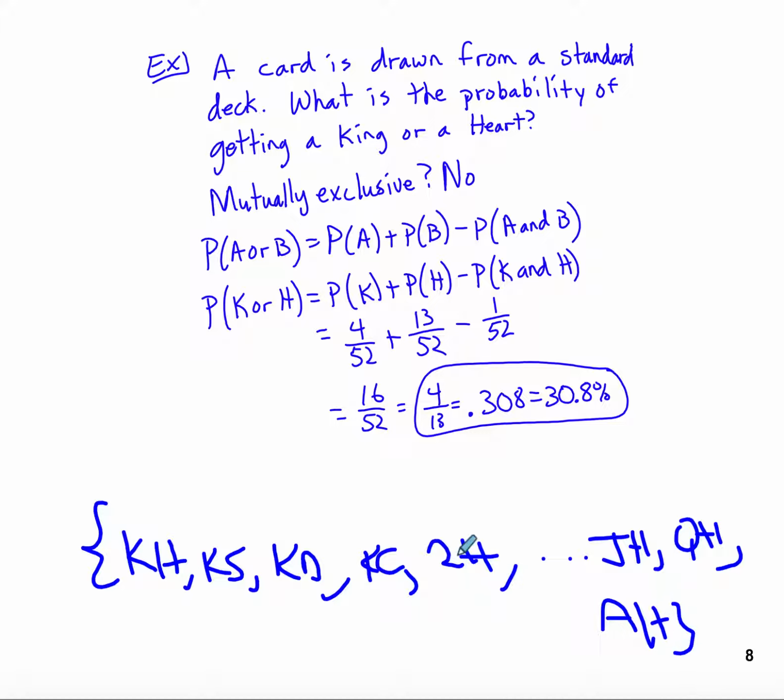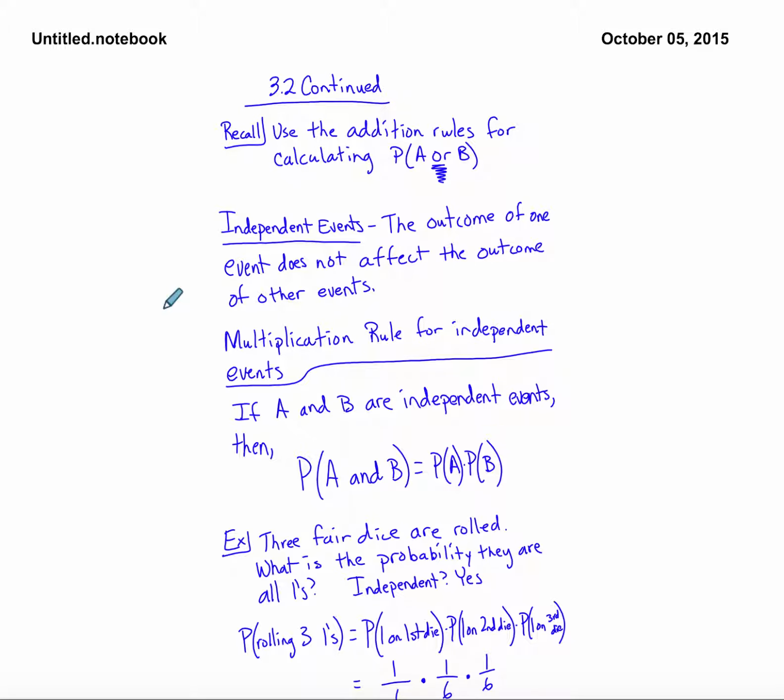So there are 2 through jack, which is 2, 3, 4, 5, 6, 7, 8, 9, 10, jack, queen, ace. So there's 12 cards here, 13, 14, 15, 16. So notice I also get the 16 out of 52. We're going to talk about using that, but let's talk about independent events now.